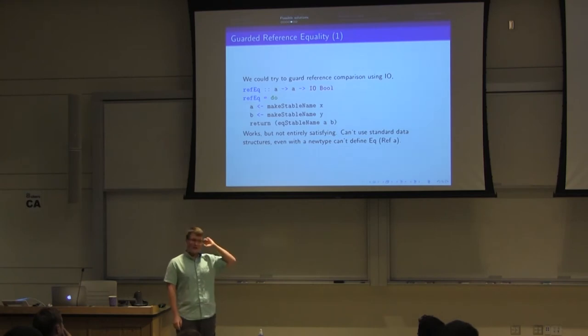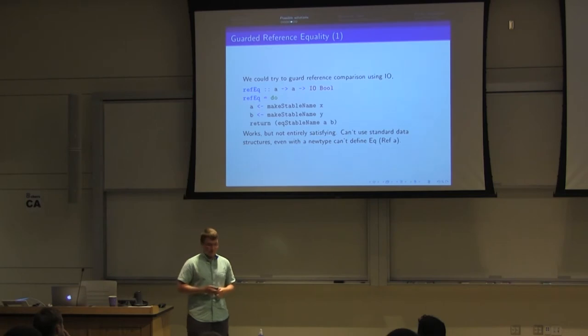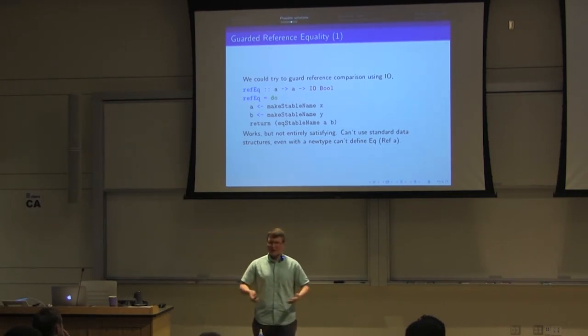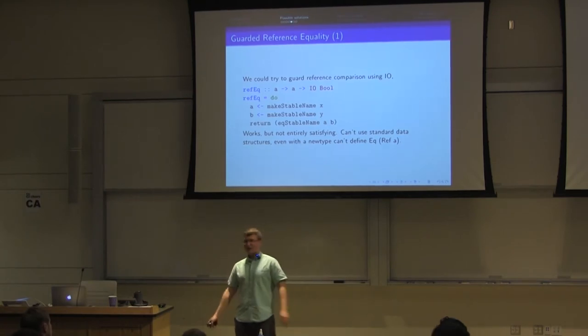Right, but the problem with this is that what we would really like to do is to be able to somehow reuse the existing machinery. Let's say we want to make a map, like we want to create a cache of most recently used values of a function, right? In which case we want to be able to put our references into a map.